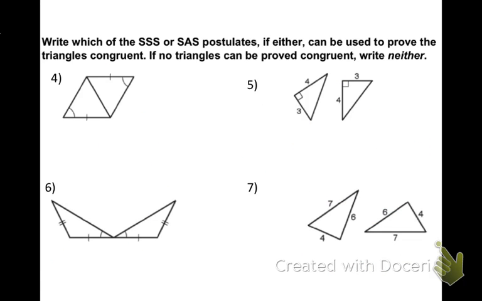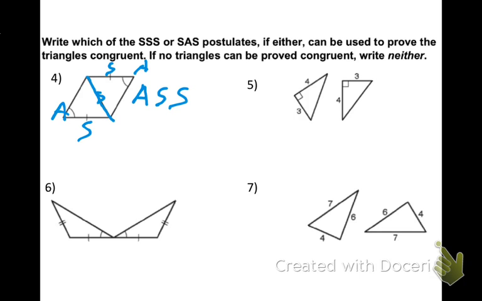All right. Now, this is a lot like what your assignment's going to be. So take a couple seconds, try these 4 out. Write each of the SSS or SAS postulates, if either can be used to prove the triangles are congruent. If no triangles can be proved congruent, write neither. You will have some that are neither. Number 4. Now listen here. What do I know? I know this angle. I know this side. And I know this side. So if I look at this triangle, I have ASS.